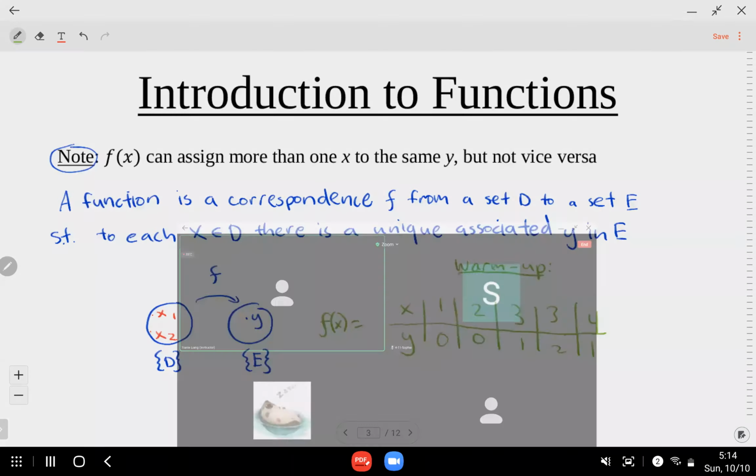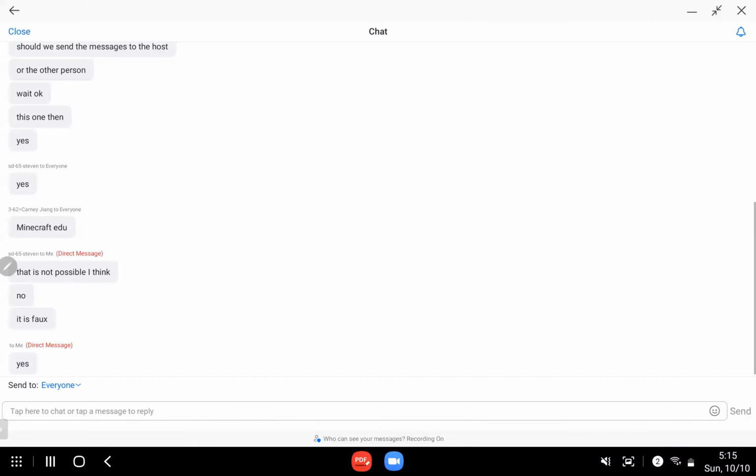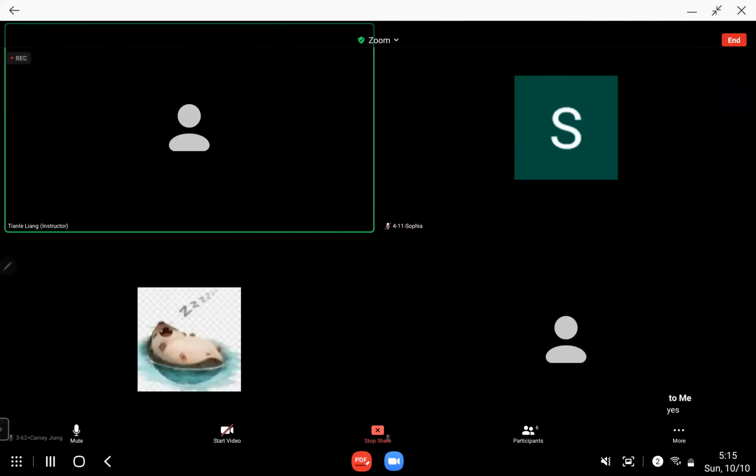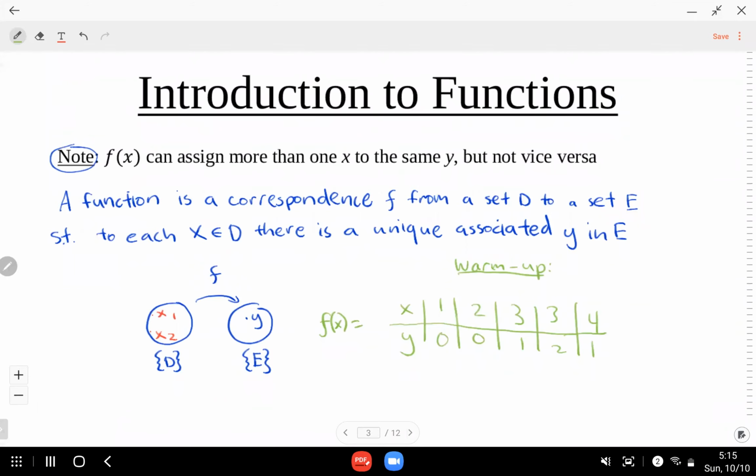Type your answers in the chat. Okay, is this a function? It is not a function. Okay, very good, Stephen. It is not a function.